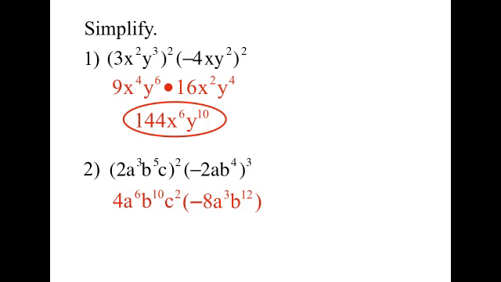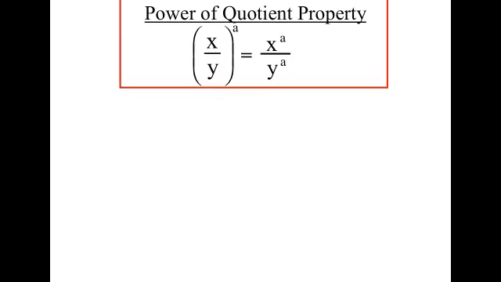Check your work. Answer is negative 32a to the 9th, b to the 22nd, c to the 2nd. Now we're going to get into power of a quotient. Quotient is a division problem.